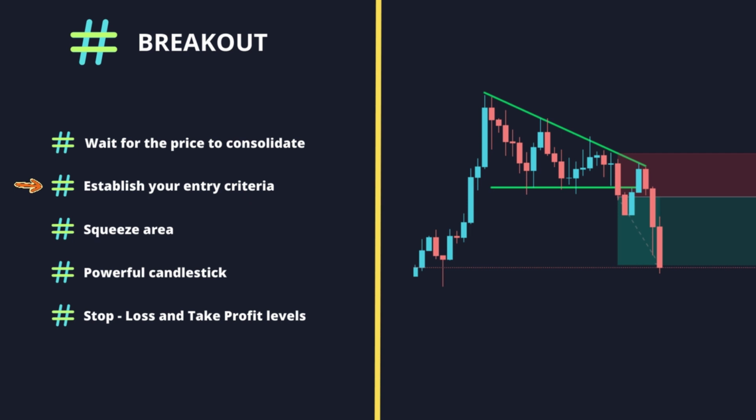Here's another valuable tip for you. Watch out for the squeeze area, where buyers and sellers engage in low momentum trading, awaiting a potential breakout. Once you've identified the squeeze area, keep an eye out for a powerful candlestick that confirms the breakout. If you prefer a more aggressive trading approach, you can enter the trade within the squeeze area, or alternatively, being more patient, you can wait for the breakout to occur. Remember to determine your stop loss and take profit levels to manage risk and potential gains.